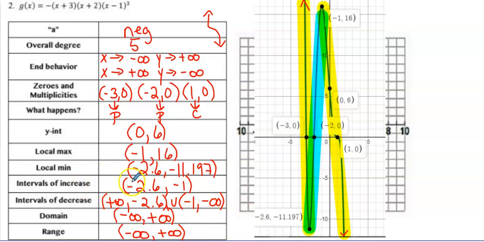So interval of increase, there's 1, and that's this teal kind of turned green in some places. So it's from negative 2.6 to negative 1. And then decrease comes from positive infinity. Oh, no, I'm wrong. I'm sorry. That's negative infinity because I'm thinking y values. So this is x values. Negative infinity here. And then it goes toward positive infinity, and that's because that's x values. So, all right, let's move on to the next one.